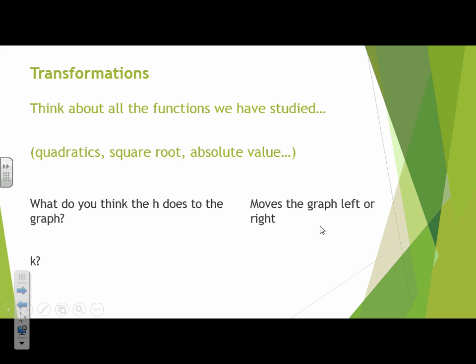Then what about k? Good. The graph moves up or down, depending if k is positive, it moves up. If k is negative, then it's going to move down. Okay, let's go to the next slide.